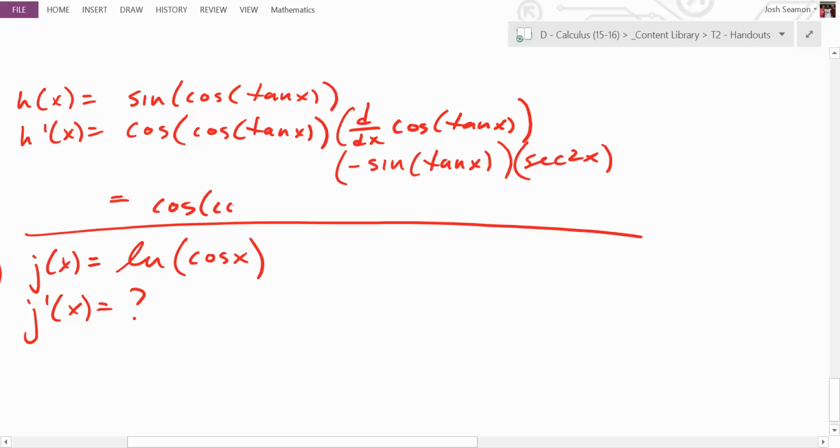Cosine of cosine tangent x, right? Times, and put the negative on the outside, sine of tangent x times secant squared x. Are the parentheses super important on this one? Yes, if you don't put parentheses in, it gets really not correct, because you're not embedding many of them. Be very careful. The entire derivative is right there.